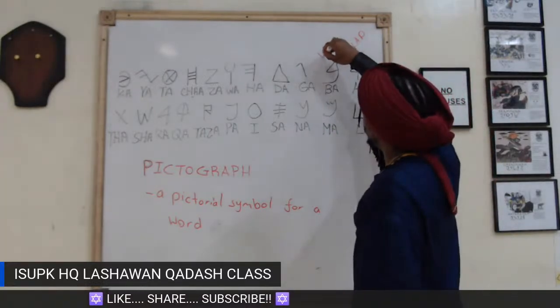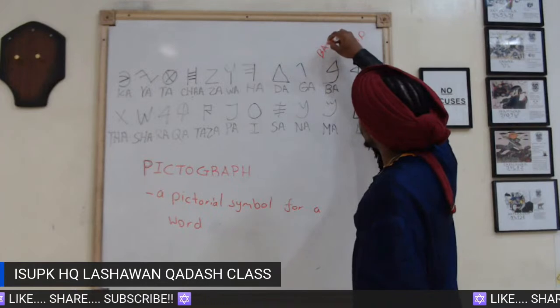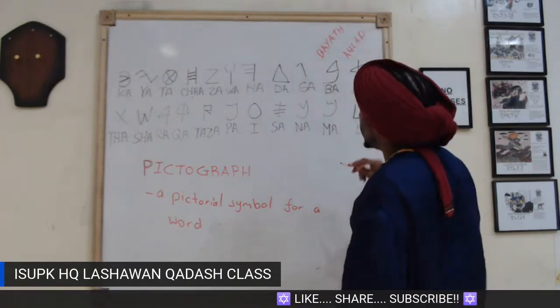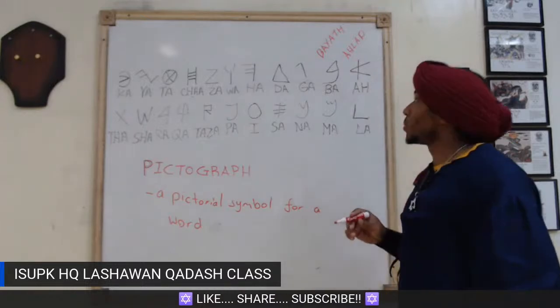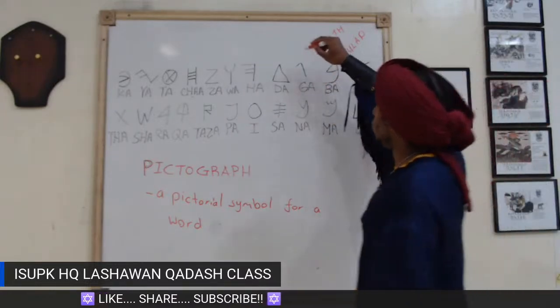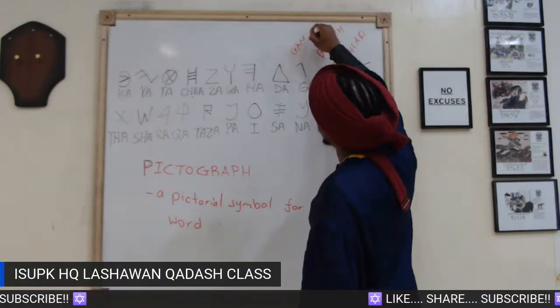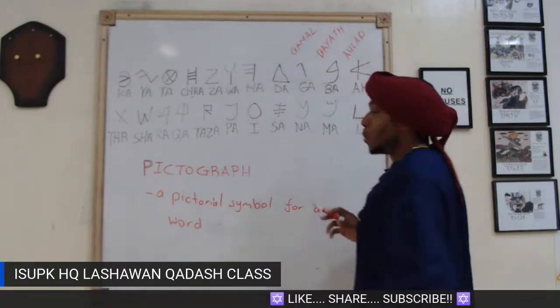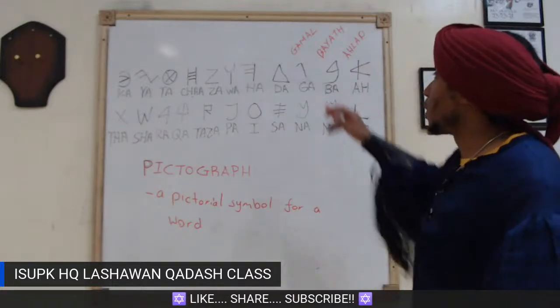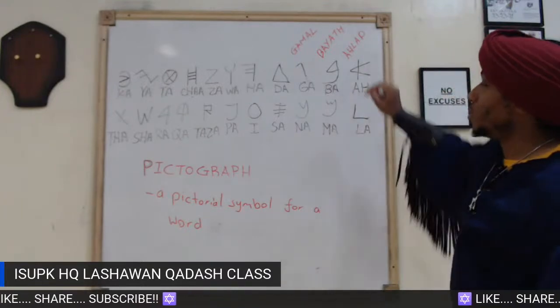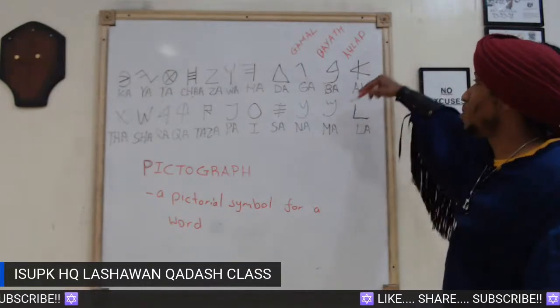Ba is for Bayat. Bayat is a tent, right? Ga is for Gamal, right? Gamal is a camel. This is a camel's hump, right? This is the cow's head with a horn, with two horns coming out the sides, right?